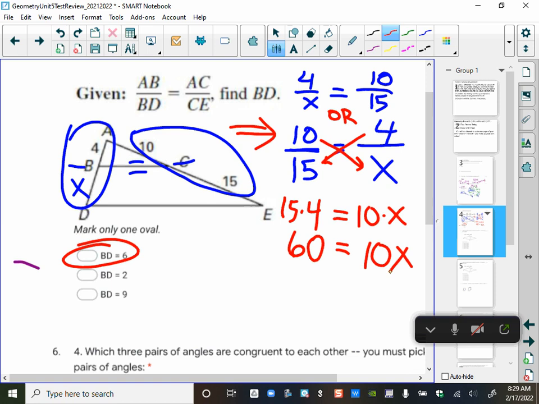Now, what do we do next? We want to get x by itself. What do we have to do with that 10? Add, subtract, multiply, divide? Divide.